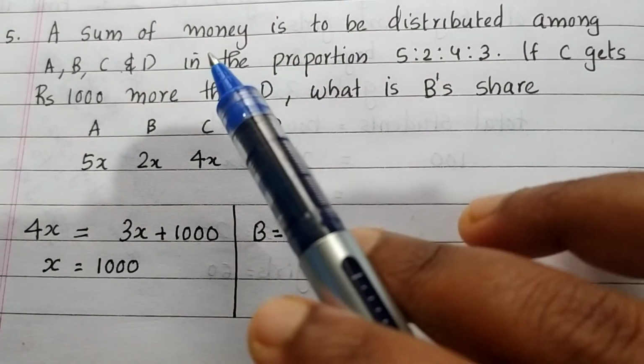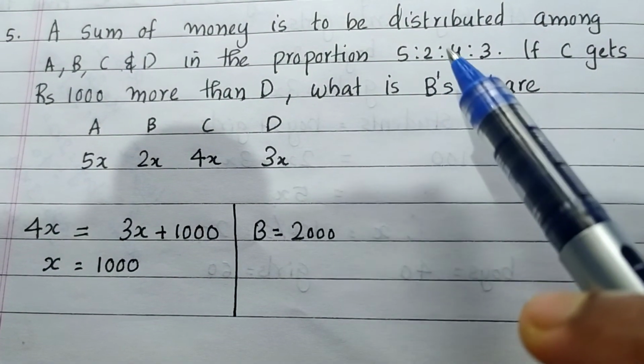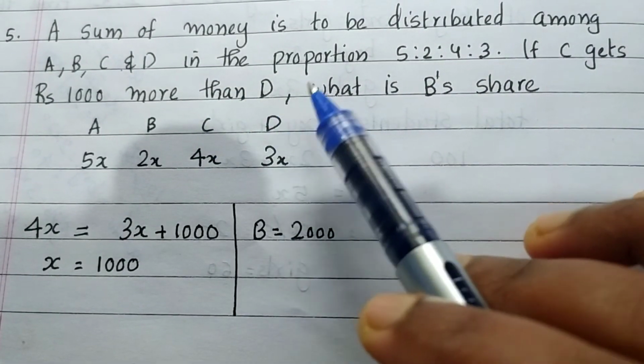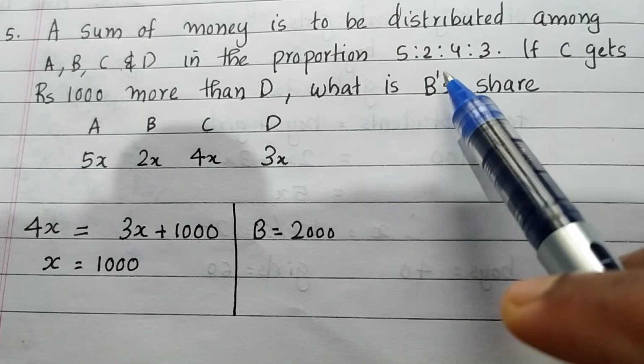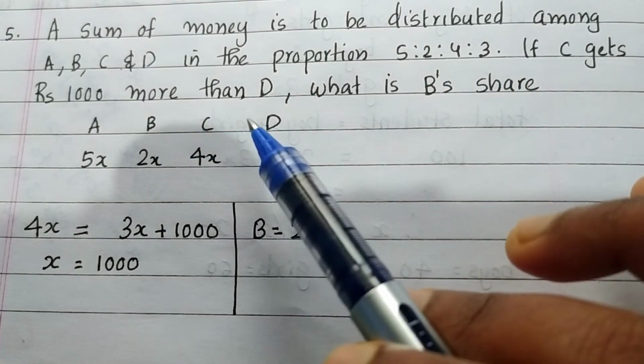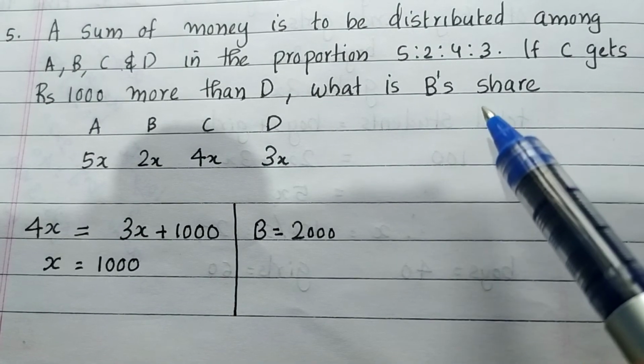Another question is, a sum of money is to be distributed among A, B, C and D in the proportion 5:2:4:3. If C gets ₹1,000 more than D, what is B's share?